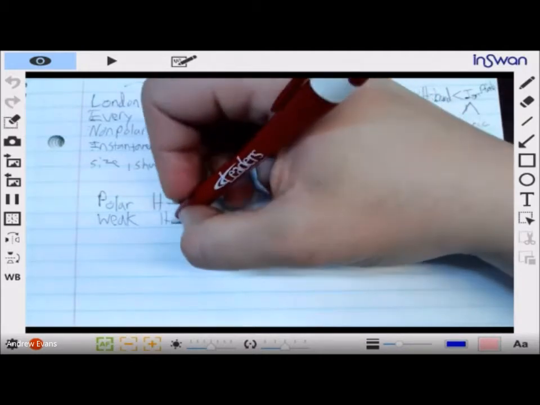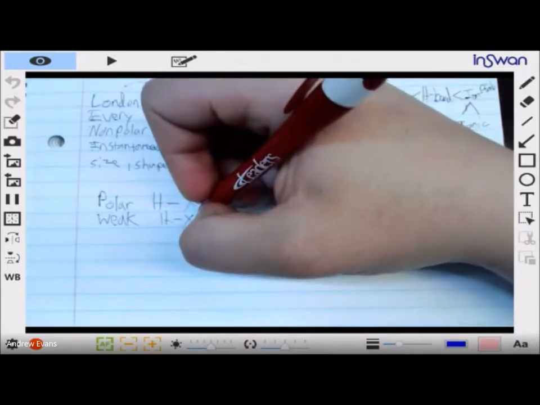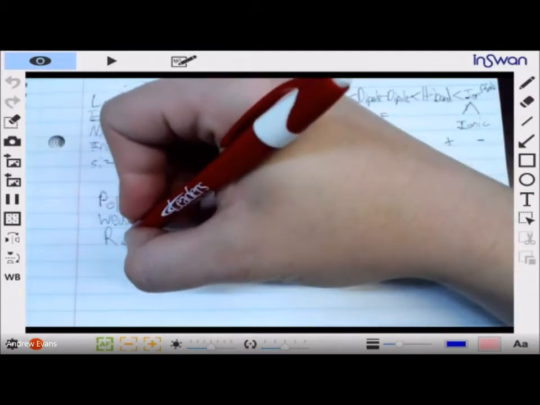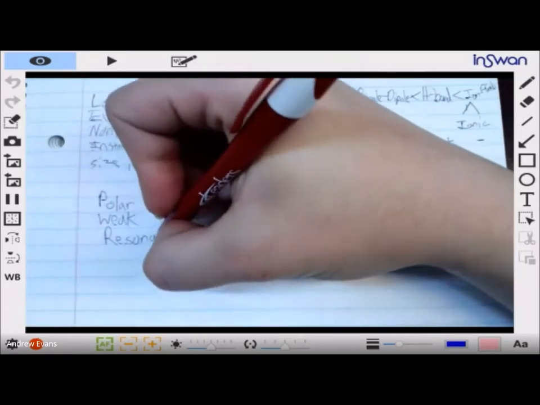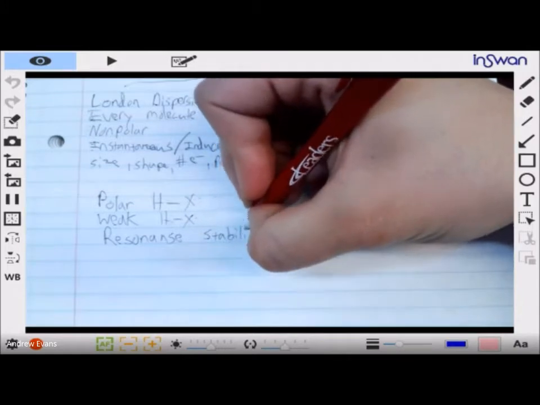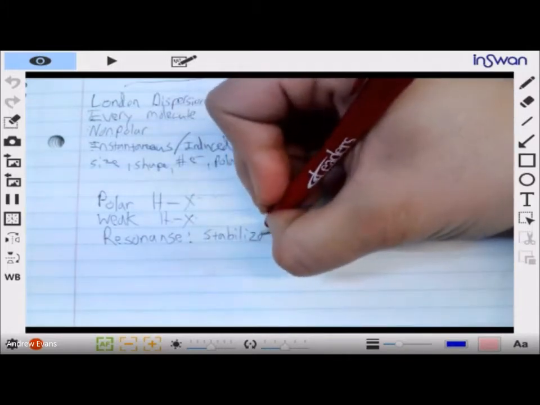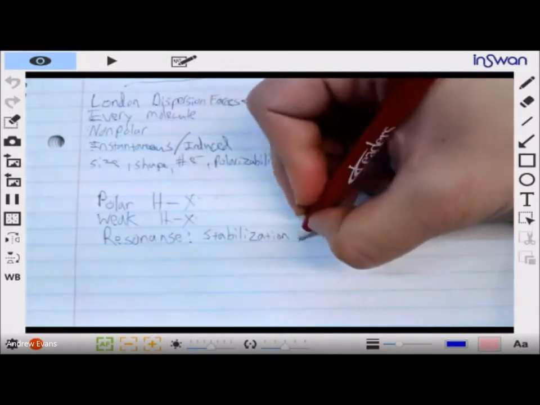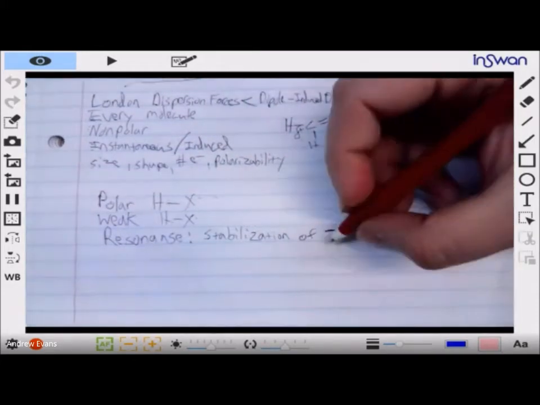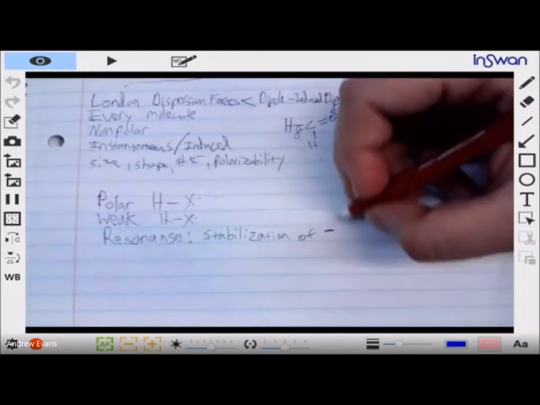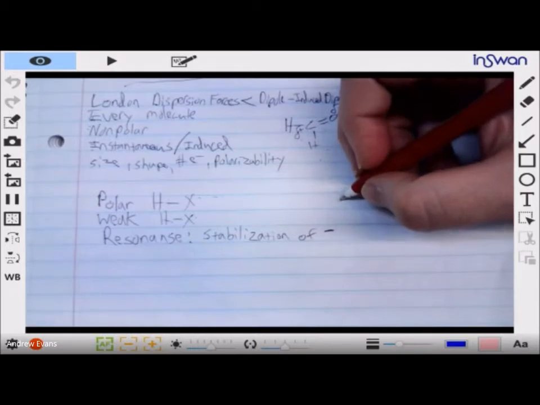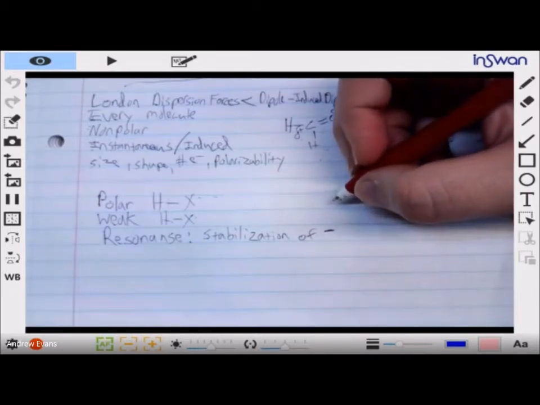We need a weak bond, but then the last thing that's really going to help is resonance, the ability for stabilization after the fact, stabilization of the negative charge. These are what make certain things like nitrate and sulfate and phosphate acids.